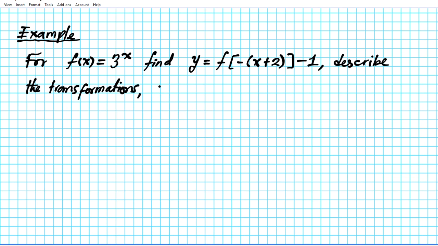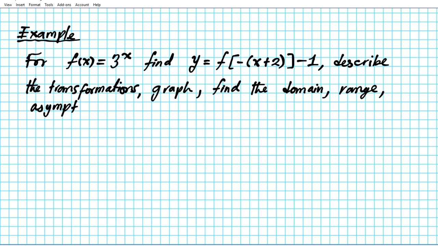After we are done carrying out this transformation on the function, we are to describe the transformations, and then we are to graph. After we're done graphing, we're to find the domain, range, asymptotes, intercepts, and end behavior. Alright, let's go ahead and get started.